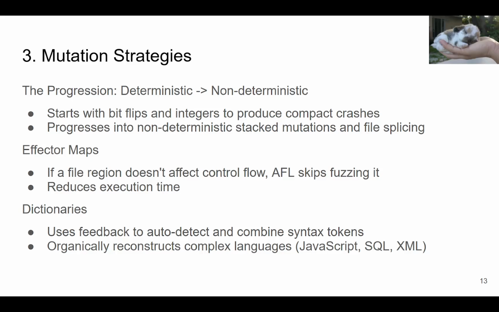So finally, AFL uses dictionaries to solve highly structured files. Using its feedback loop, AFL can automatically determine syntax tokens. By combining these tokens and then watching how the scoreboard evolves, AFL is able to organically reconstruct complex languages like JavaScript, SQL, or XML without relying on any external resources.